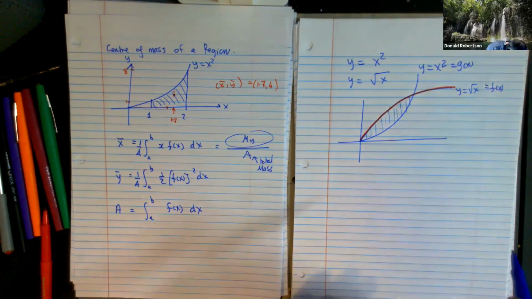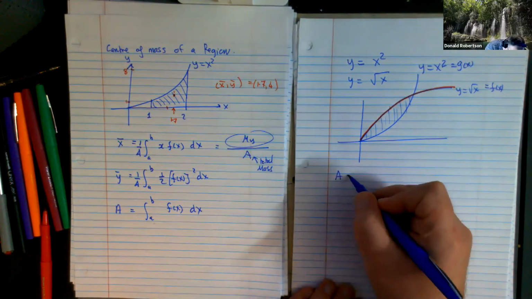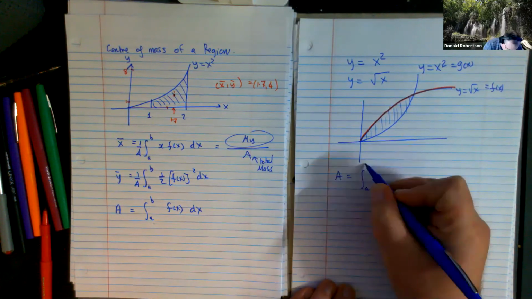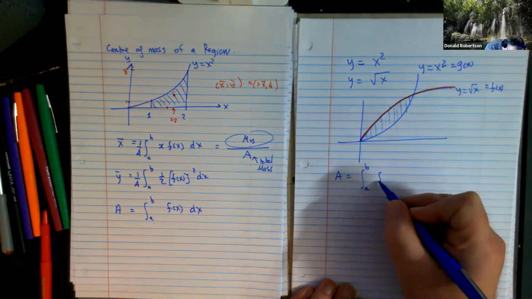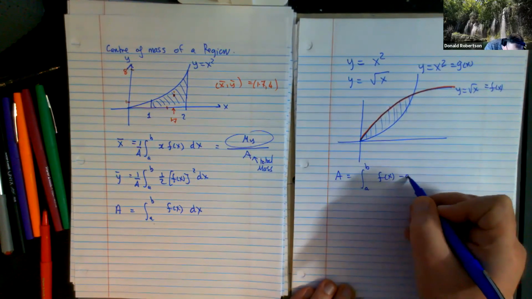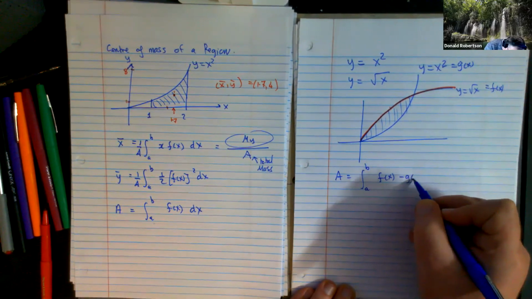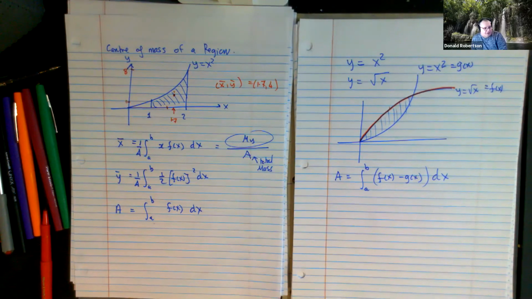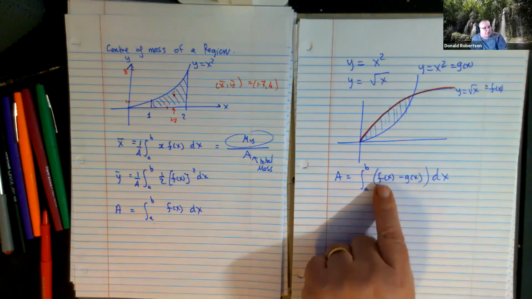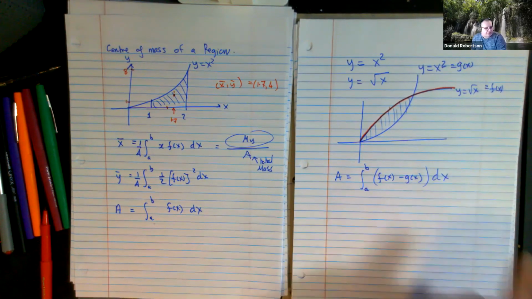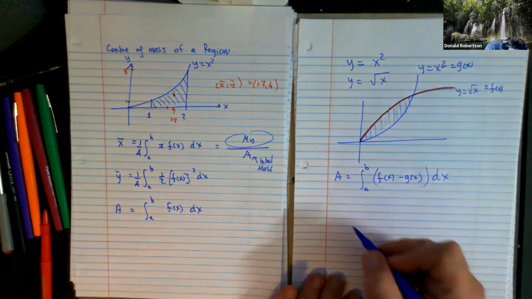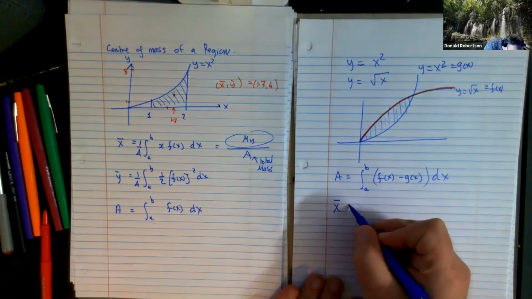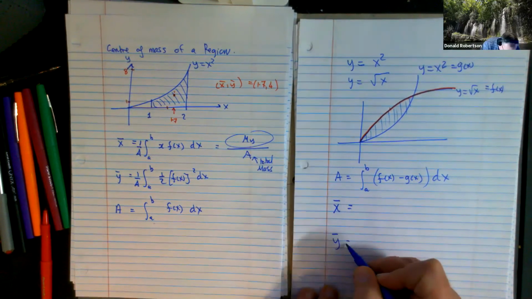Now, the area of this shape is the integral from a to b, and won't it be f of x take away g of x? Can you remember doing areas between curves? Isn't that how you find them? And don't you need to know top guy take away bottom guy? That's why I did what I just did there. And x bar then and y bar have to be adapted.